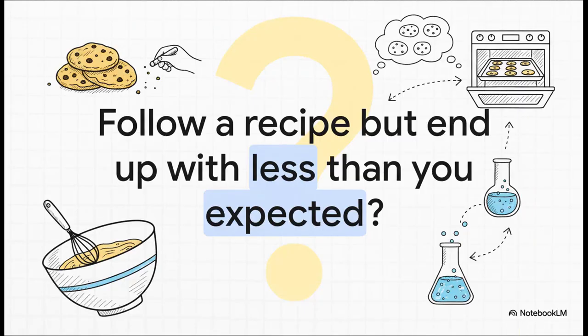Picture this, you're making cookies. The recipe says it'll make 3 dozen, easy. But when they're all baked and cooled, you count them up and you only have 32. What gives? Where did the other 4 cookies go? Believe it or not, that exact same mystery plays out in chemistry labs every single day. And we're about to find out why.